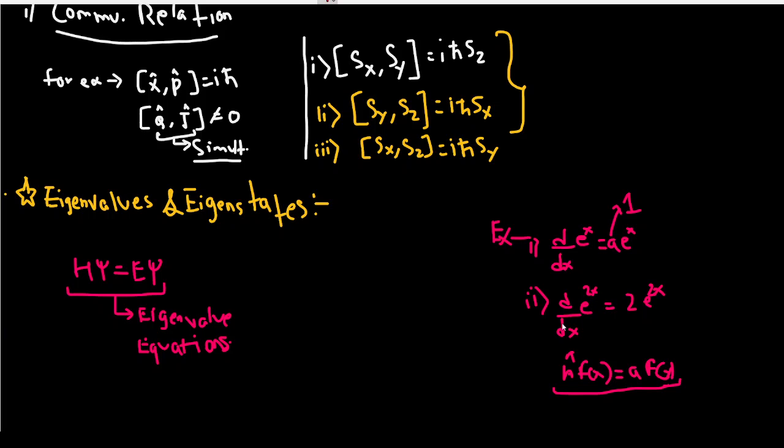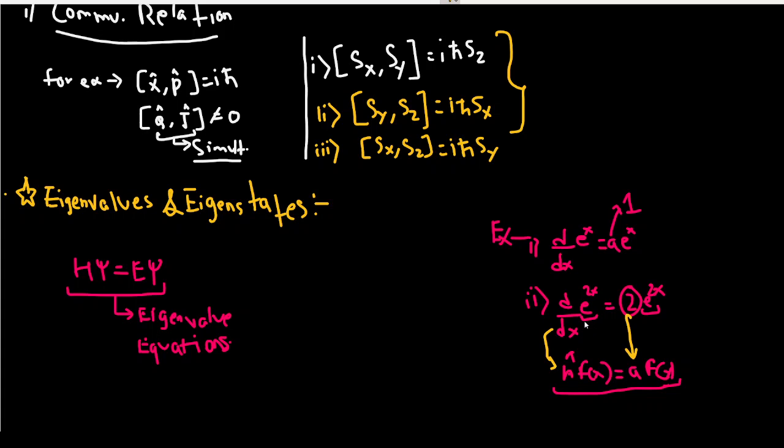See here, I operate d by dx, which is just like the operator A, on a function which is e to the power 2x. What happens is that it is equal to 2 e to the power 2x. This function is the same before and after the operation, and we get it multiplied by a constant 2. Here d by dx is the operator, and e to the power 2x is the function. So that's the meaning of the eigenvalue equation.